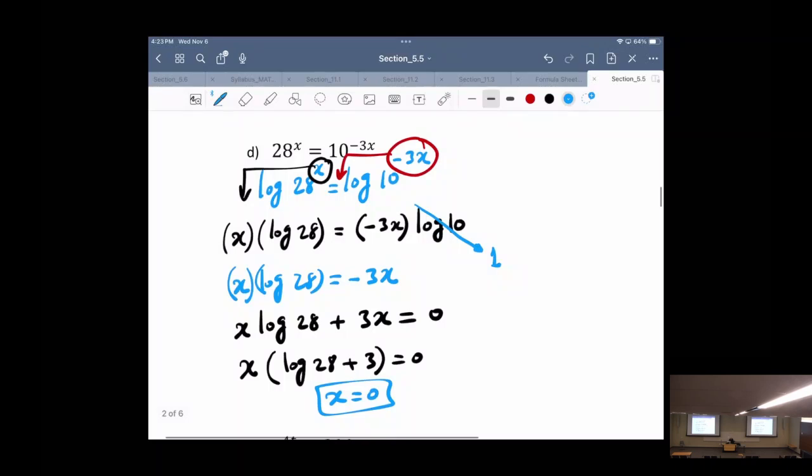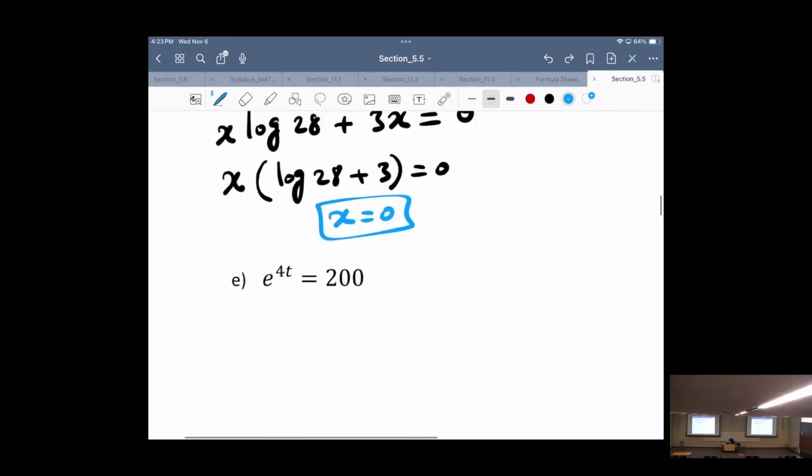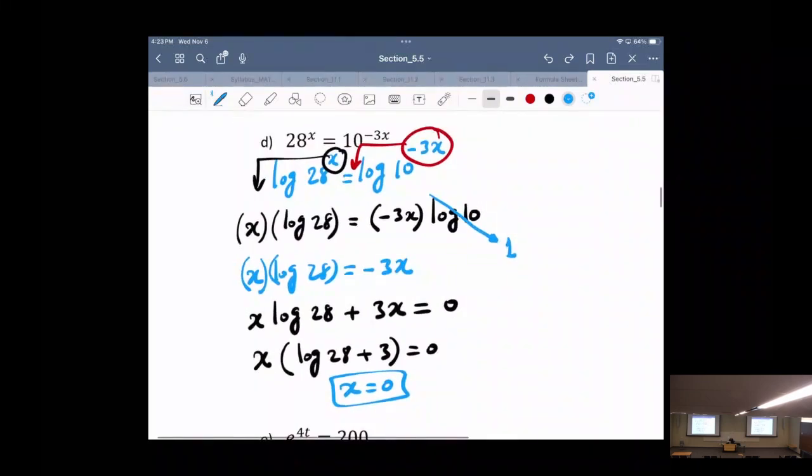All right, so that's the solution of that, and you can test it. That's the only value for which, if you plug it into the power there, you can get 1. Anything to the 0 power is 1, and both sides of the equation will be true. Okay, so I hope that made sense.